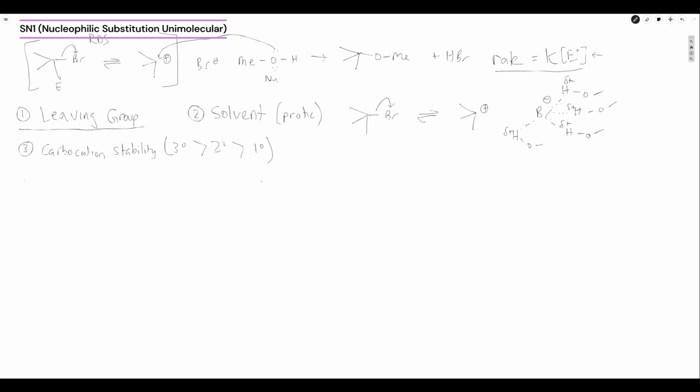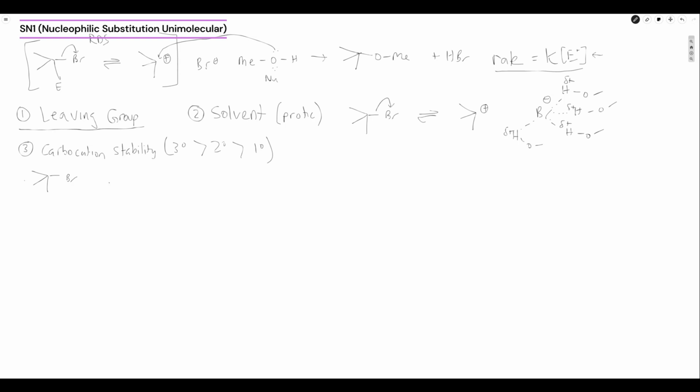So you might recall in the SN2 video, I said primary alkyl halides react the fastest, followed by secondary, and finally tertiary basically don't react for steric reasons. Well, in this case, it's for carbocation stability reasons. And in this case, the tertiary reacts most quickly, followed by the secondary, and the primary basically don't react in this case.